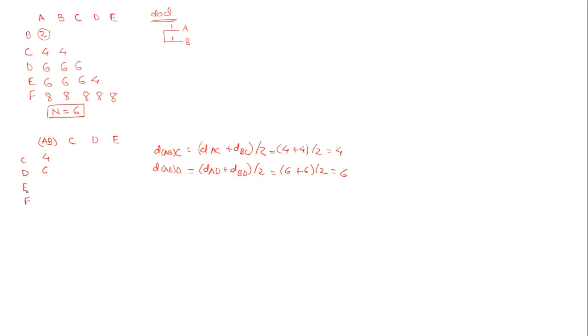Similarly, now we have to calculate the distance between AB and E. That would be given by the distance between A and E plus the distance between B and E, divided by 2. That is 6 plus 6 divided by 2. That will get 6. Let us populate over here with 6, right? And finally, we need to figure out the distance between AB and F. Distance between AB and F would be the addition of the distance between AF plus the distance between BF, and we would also have to divide it by 2. We would end up adding 8 plus 8 divided by 2, that is 8. Here is how we do it, right?